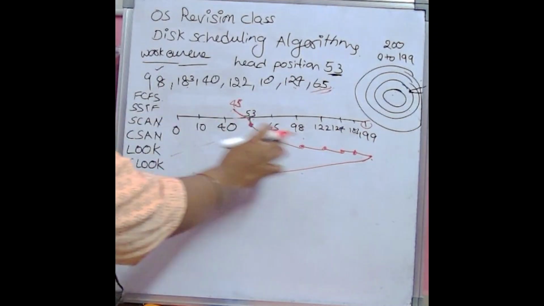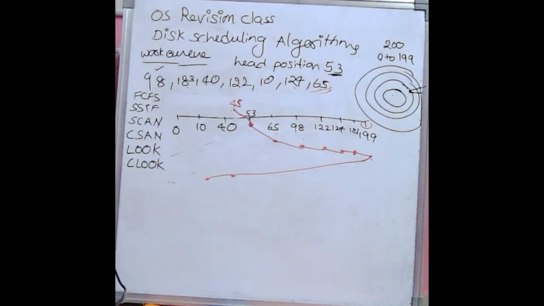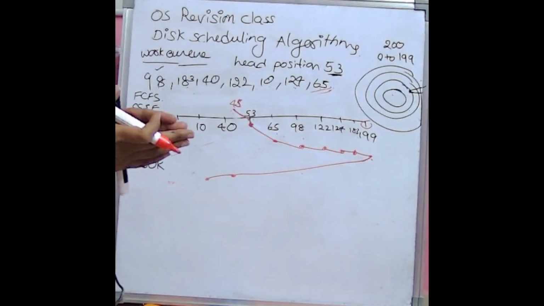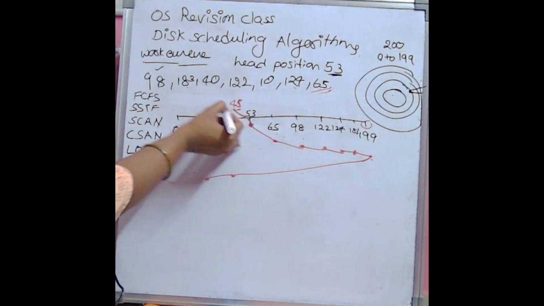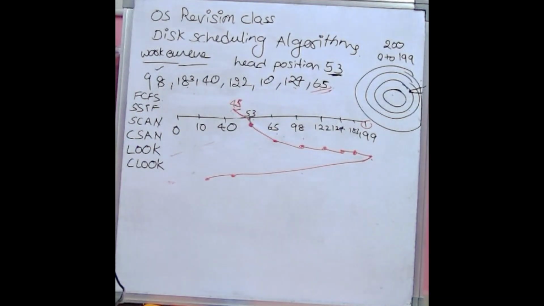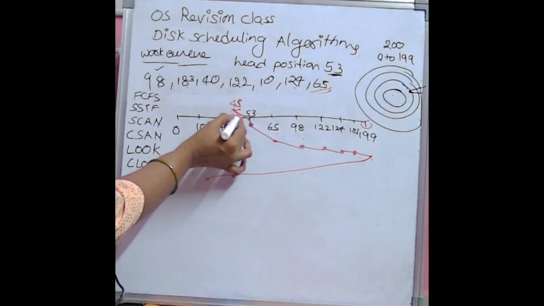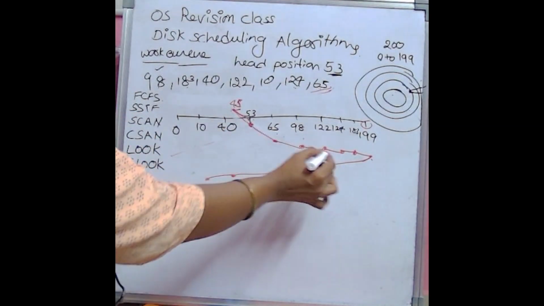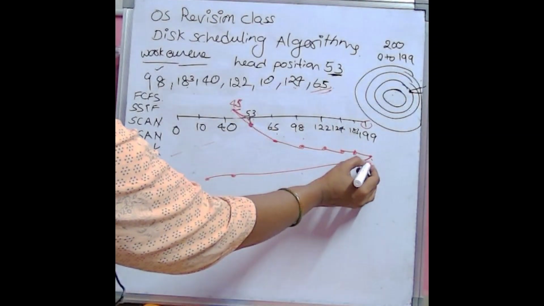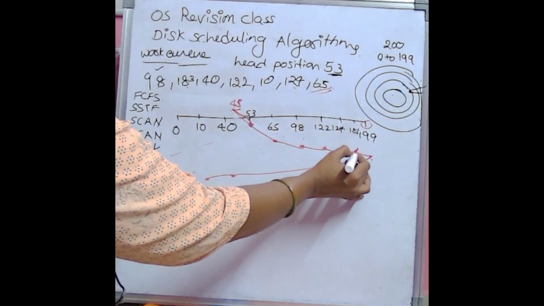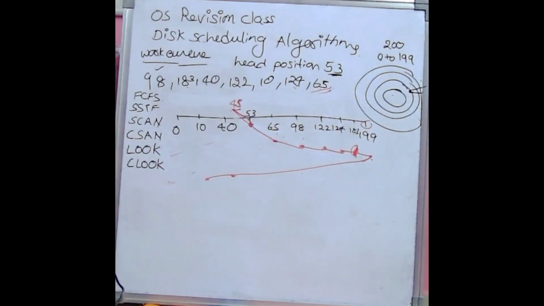How do you know this is the direction? Any one direction it can move, but how do you know to move the head in this direction? Because they gave the information about the previous request. The previous request is 45. It served that one and moved from 45 to 53. That means the head position is moving in this direction. That's why we took this direction. The last request in this direction is 183.